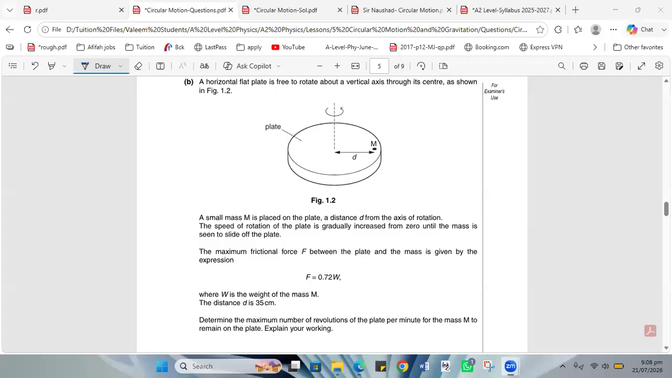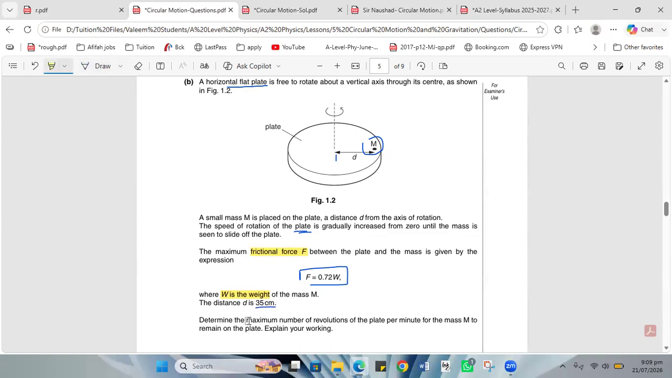So you are given an expression over there. F is equal to 0.72 W. What is F? According to the question, F is the frictional force. And what is W? W is the weight of the mass M. This is a mass M over here that is lying on a horizontal flat plate. And the plate is rotating, I believe. Yep. Here it is. The plate is rotating. The distance d is also given to you, 35 centimeters.